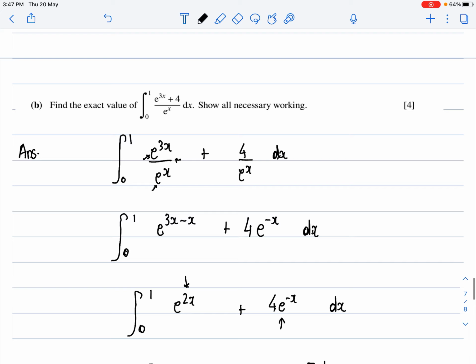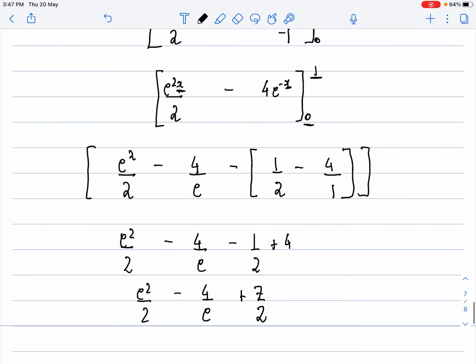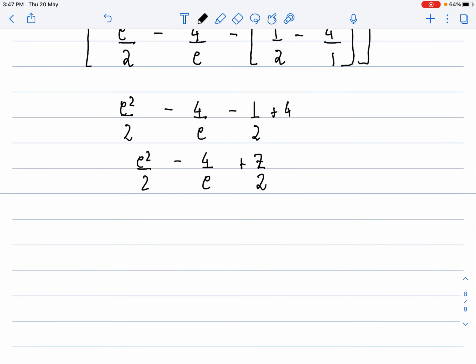Now they have asked us for the exact value. So I can just state this is the exact value, or I can do cross multiplication and write this as e raised to 3 minus 8, over 2e, plus 7 over 2. Both are equivalent, so there's no problem.